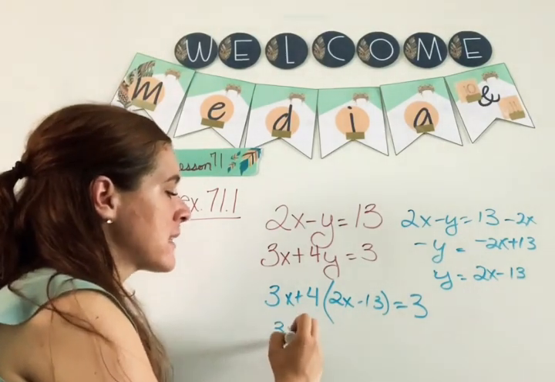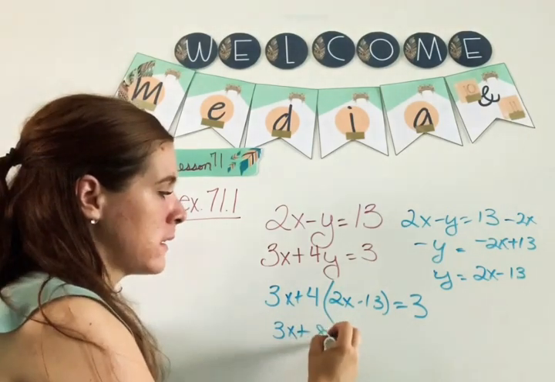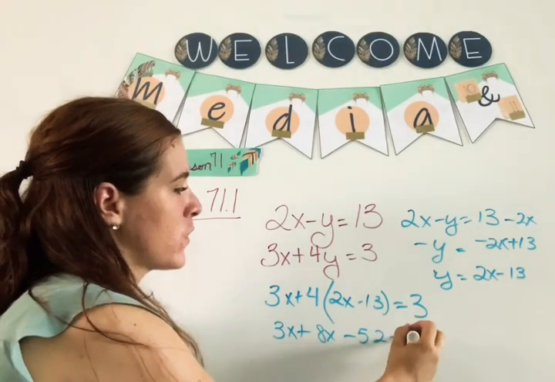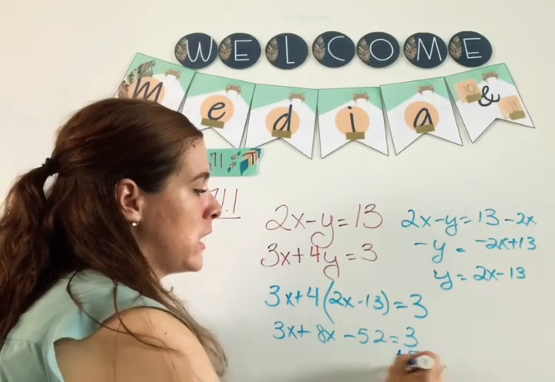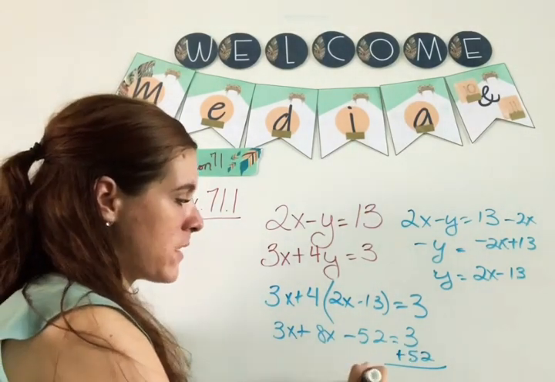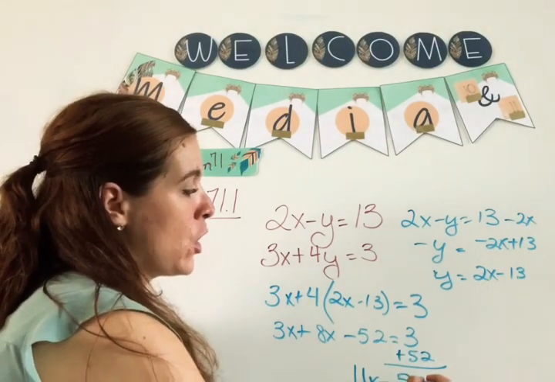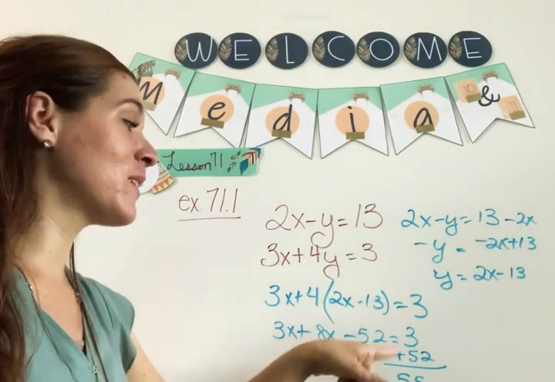So you have 3x plus 4 times 2x, which gives you 8x, minus 4 times 13, which is 52. I said 56 in the first video. Then you add over your 52 and add your x's. So you have 3x plus 8x is 11x equals 52 plus 3 is 55. Sorry about that, you can't see that, but it's 11x equals 55.